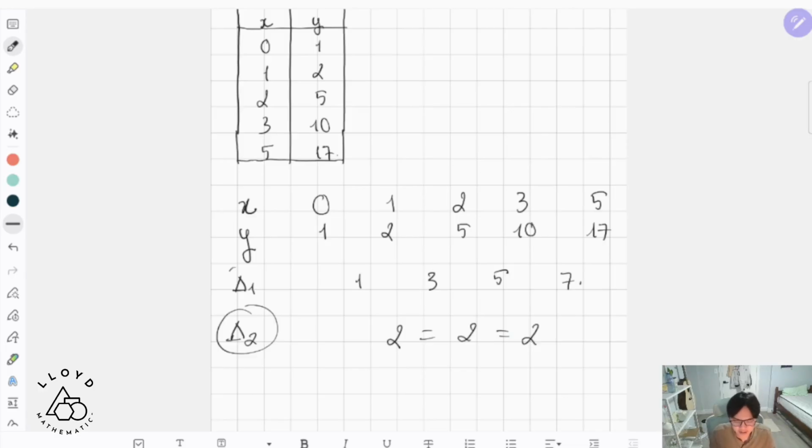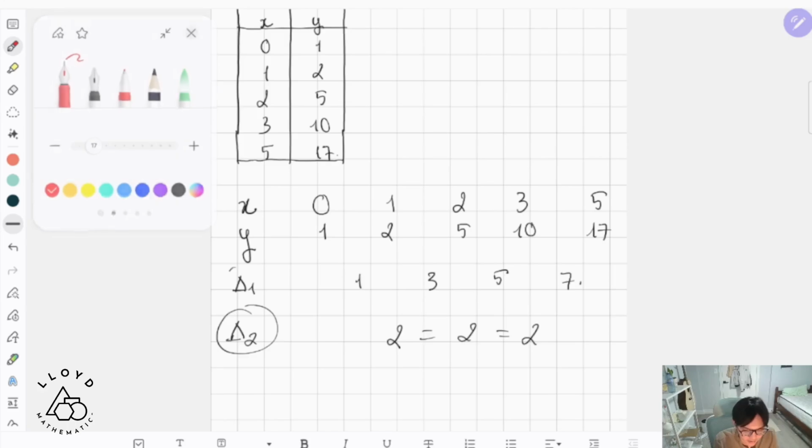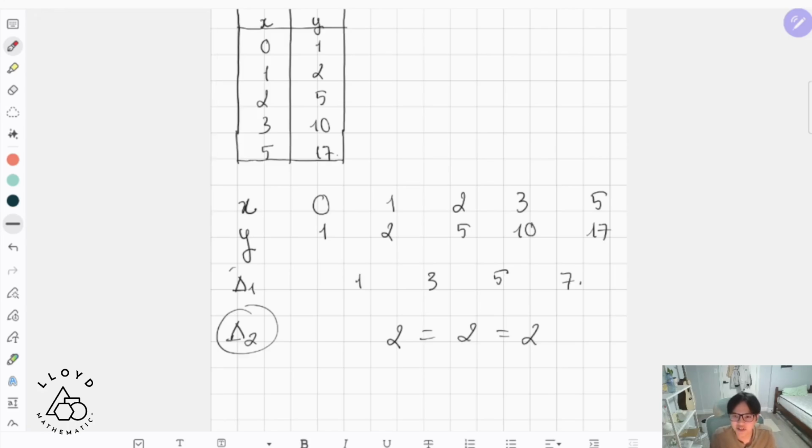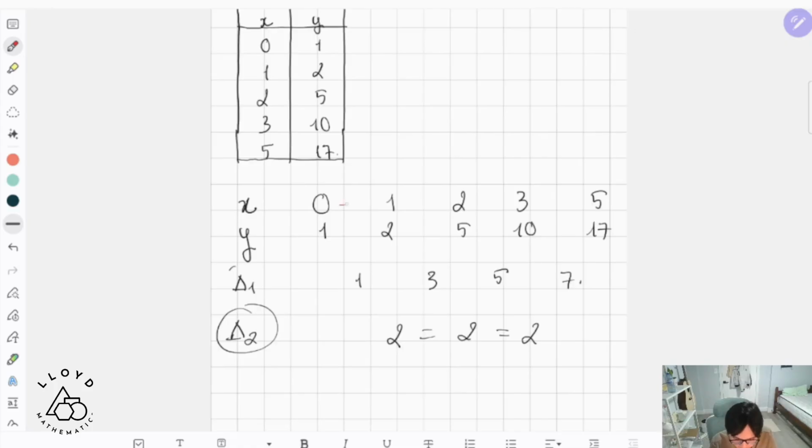But take a look in here. Are the x values changed by the same interval? Right? So 0 plus 1 is equal to 1, and 1 plus 1 is equal to 2, and 2 plus 1 is equal to 3. But in here, we need to plus 2 with 3 to equal 5. So the intervals here are not the same. So in here, we cannot conclude that this is a quadratic relation. So this is not a quadratic relation.